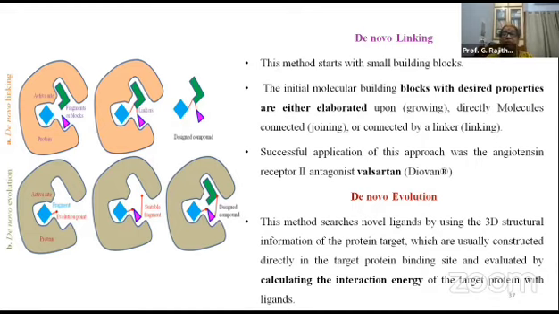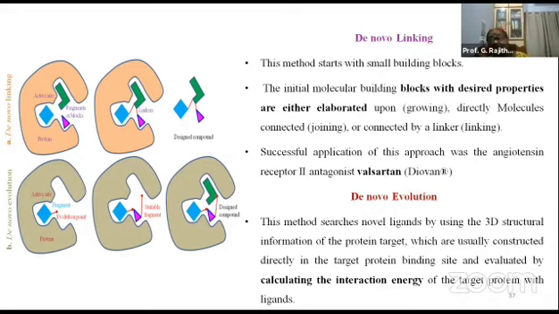This method starts with small building blocks, which are nothing but chemical molecules. The initial molecular building blocks with desired properties are either elaborated on, so we can grow, or directly connected: ligand linking, ligand building. A successful application of this approach was the angiotensin receptor 2 antagonist, valsartan. So this is the application by de novo linking and de novo evolution.